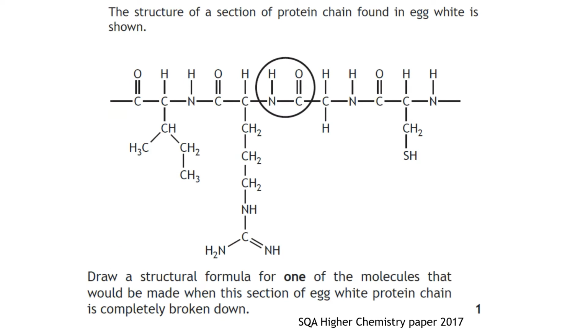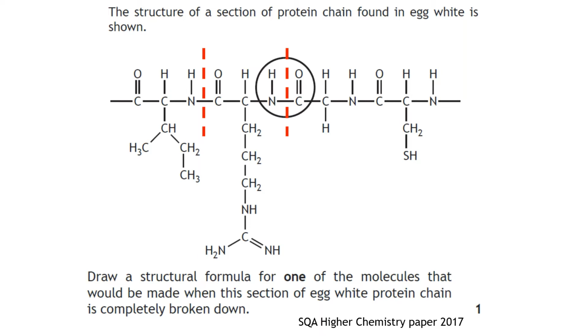Pause the video and have a go at this question. So we're being asked for the structural formula for one of the molecules that would be made when this section of egg white protein chain is completely broken down. So we're breaking down a protein chain, so this is going to be a hydrolysis reaction. So the first thing we need to do is identify the peptide links. Once we've identified the peptide links, we need to break the bond between the NH and the C double bond O and put the H's and the OH's back on.